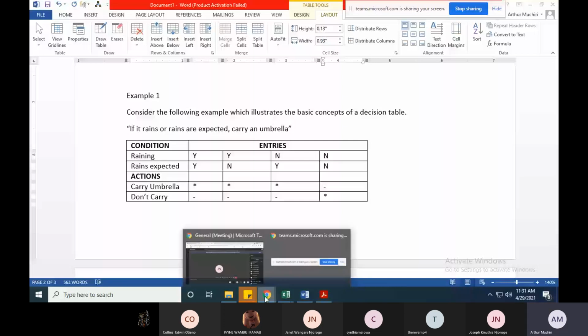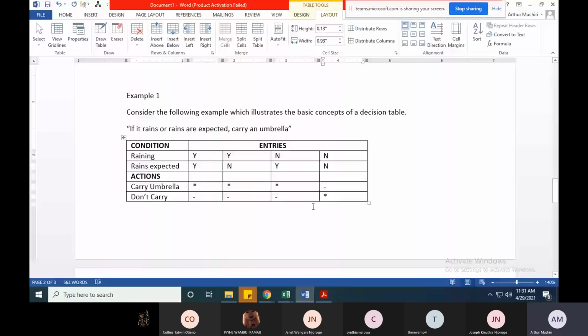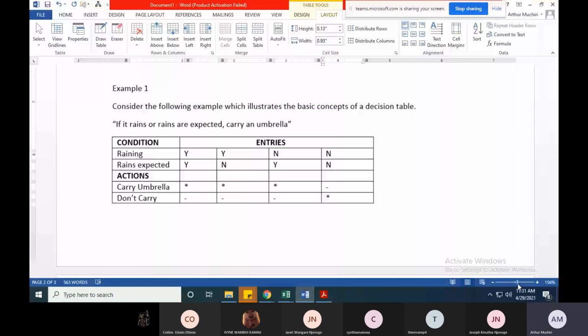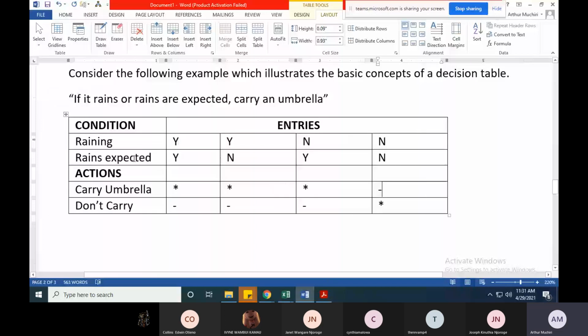So I think you can draw this one. You just draw this one. The actions are here, so the question is here and the solution is there. I hope you can see it clearly. So the conditions are: is it raining, is rain expected. So how many conditions? We only have 2 possibilities, so 2 raised to the number of conditions. We have 2 alternatives and 2 conditions.